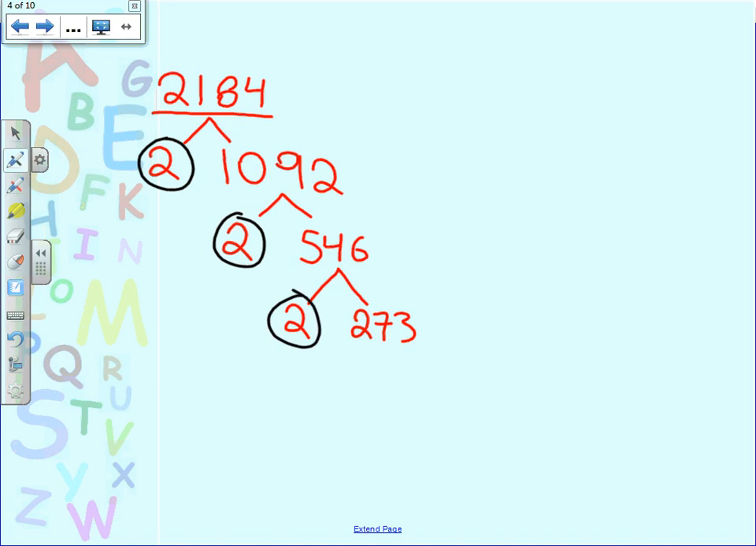Is it divisible by 2? No. Divisible by 3? Is it divisible by 3? Yep. What do you get when you divide it by 3? 91. Circle that.